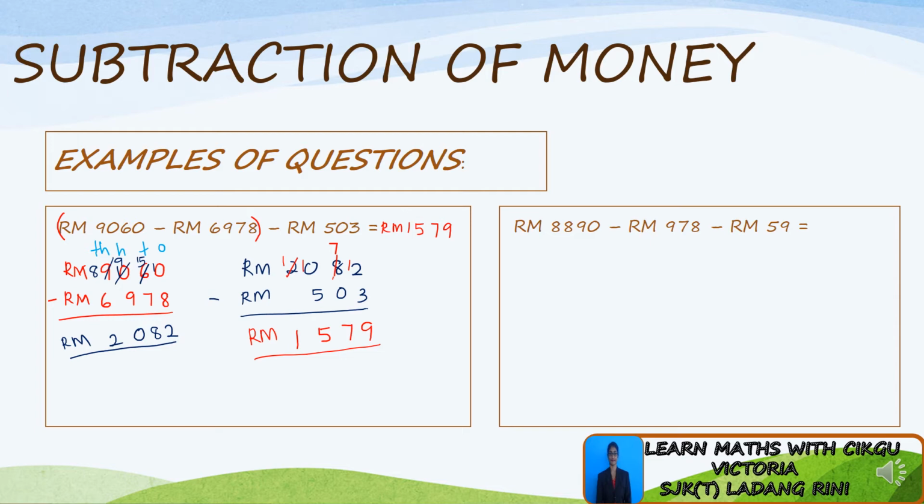So how to do this, class? Okay, RM8,890. You must copy down the numbers according to the place value, because in this case you see ones, tens, hundreds. There is no thousand, there is no number in thousand place value. So you need to follow from here. Where is the ones place value? This last digit is ones place value, tens, hundreds. So your 9 will start from here.